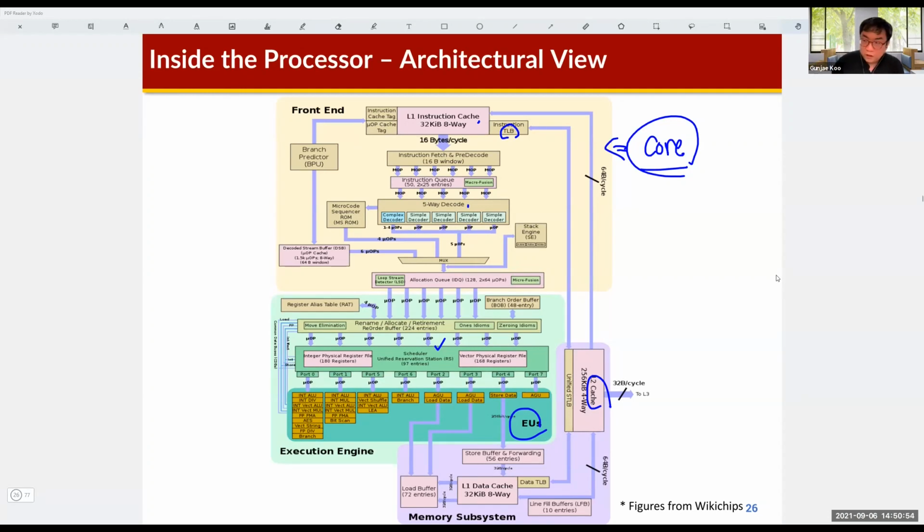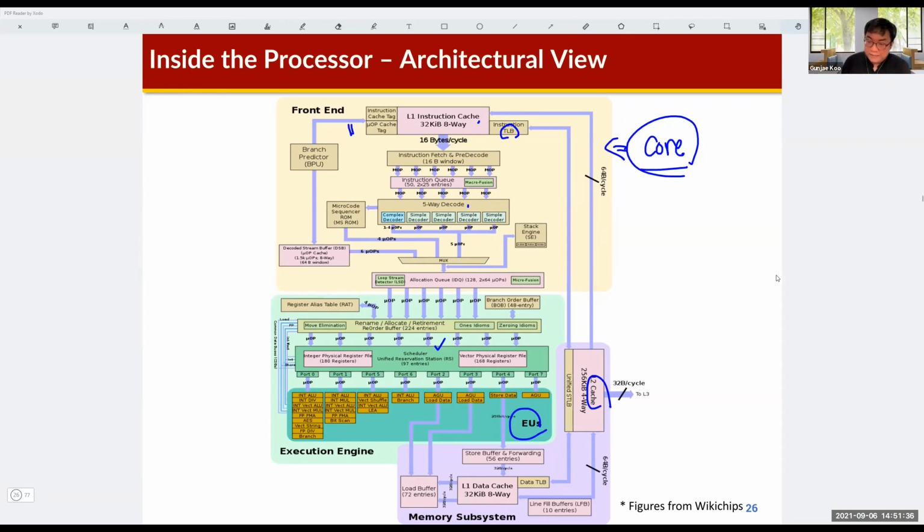And then you can find each component is connected via arrows. So these arrows represent movement of data or movement of control signals. Okay, this is another abstraction level of the processor. So this is the architectural, microarchitectural view of the Intel CPU or Intel core.